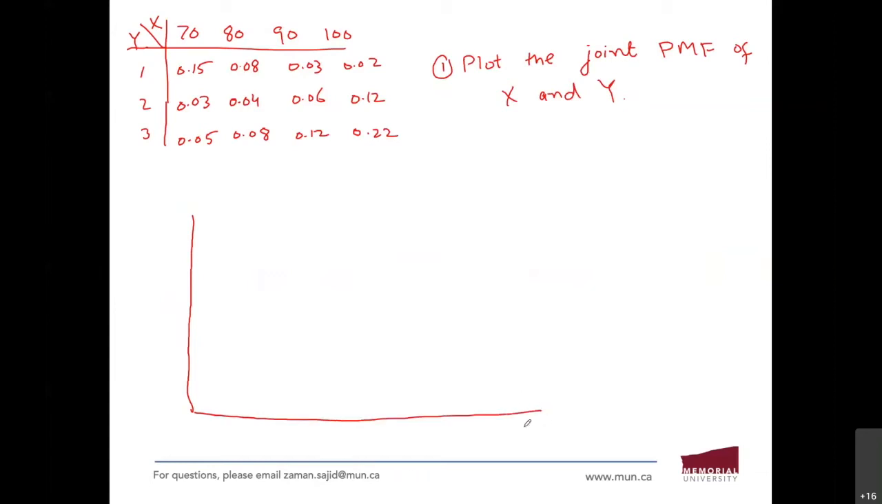This, for example, is my x-axis. Now this is the joint probability P of X of Y at X and Y. And this is my y-axis here. So this is a 3D graph.